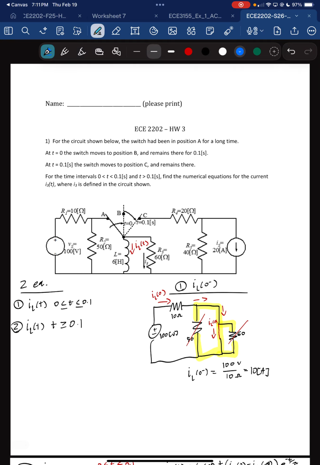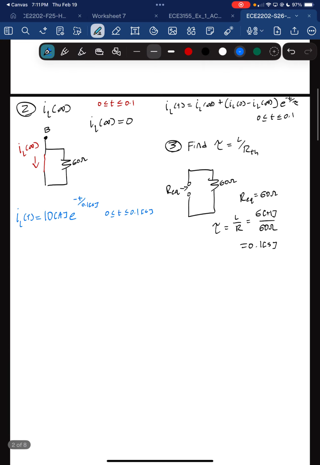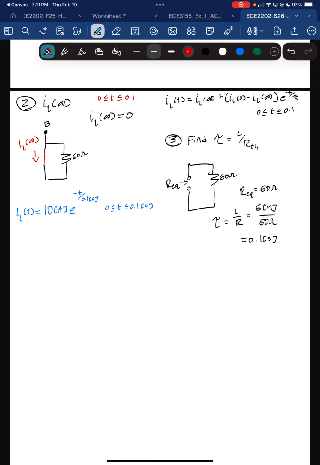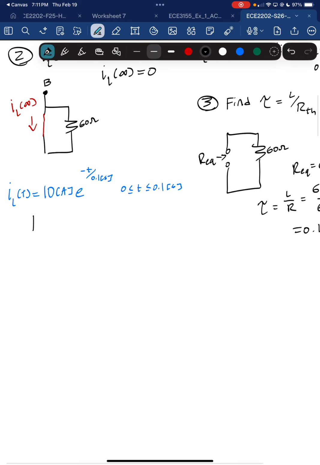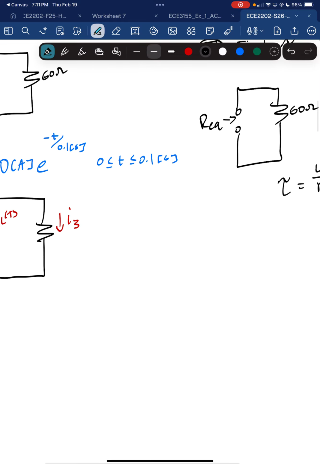But remember what the question's asking for. It's not asking for IL, it's asking for I3. So let's redraw the circuit, and define the IL that we just found and I3 that we need to find. And what can we say about the relationship between IL and I3 here? Do they go the same direction or the opposite direction? Opposite, yeah. So just negative IL. Exactly.